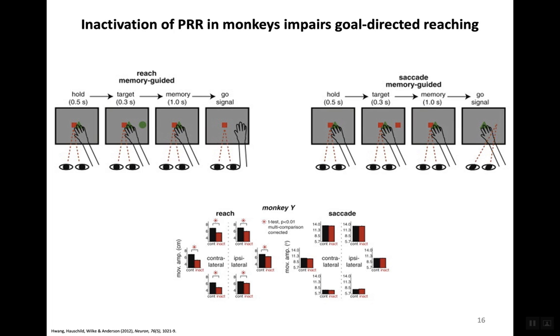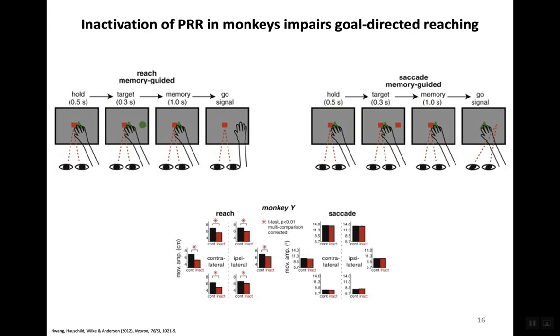And the authors also found that since not the entire PRR but a specific location of the PRR was inactivated, that difference between the amplitude of movement before and post inactivation was largest for endpoints that were presumably encoded by the neural population residing within the specific PRR subregion that was inactivated.